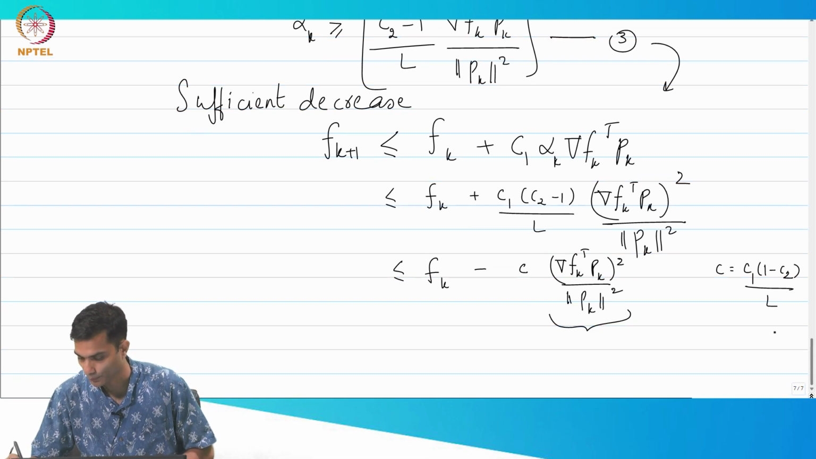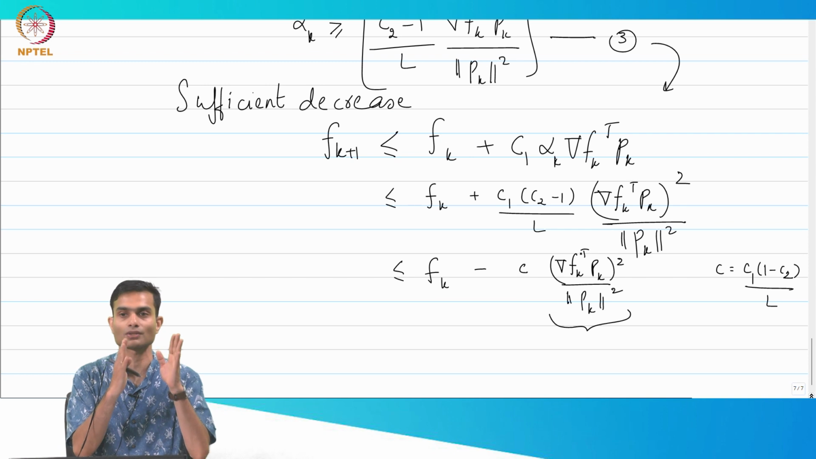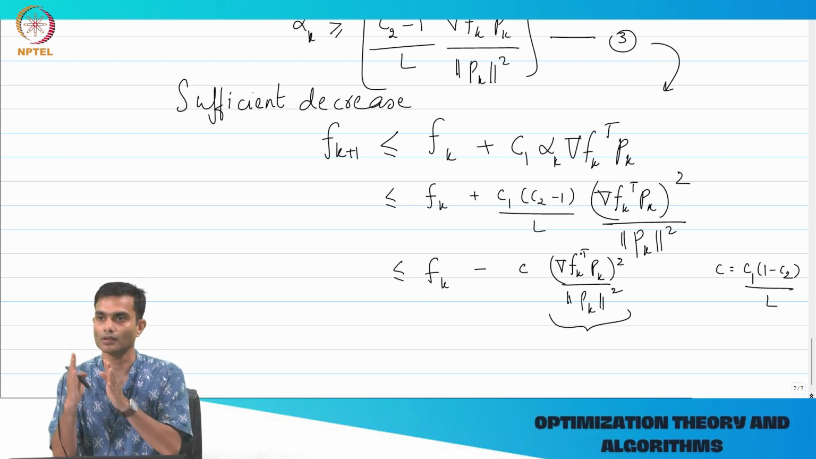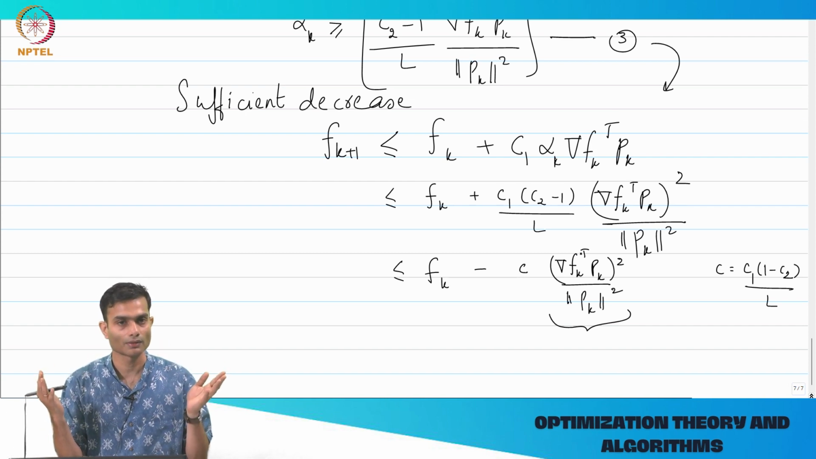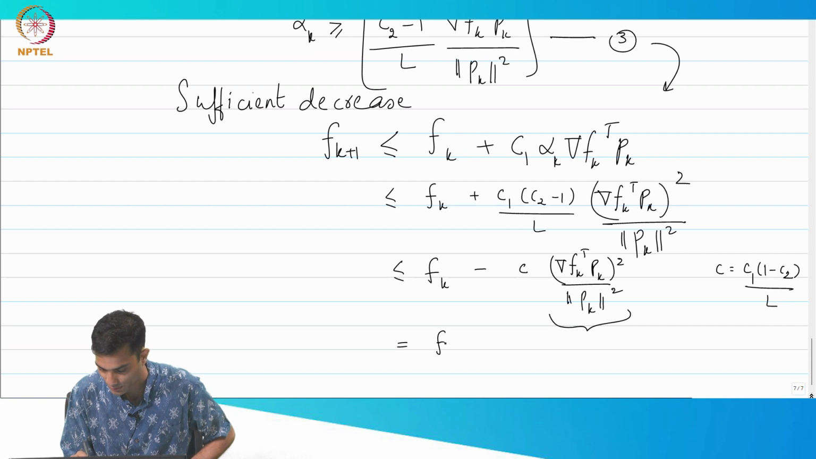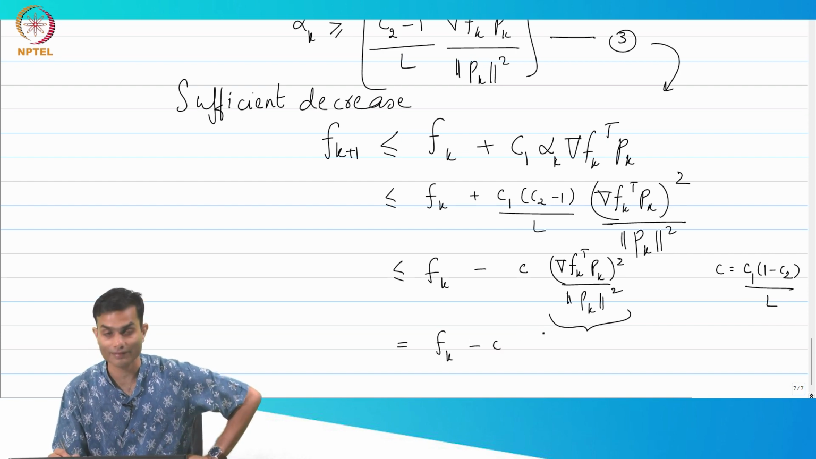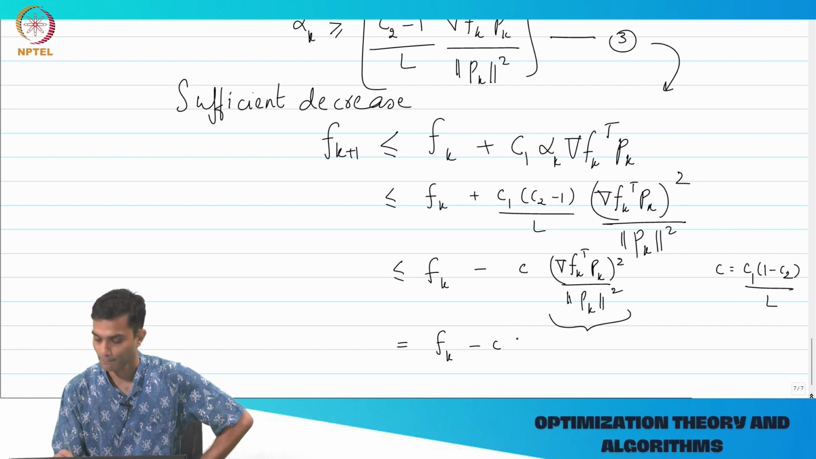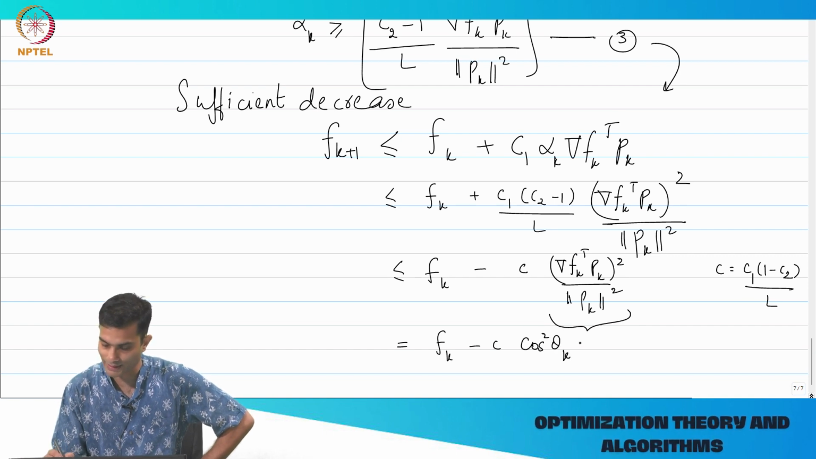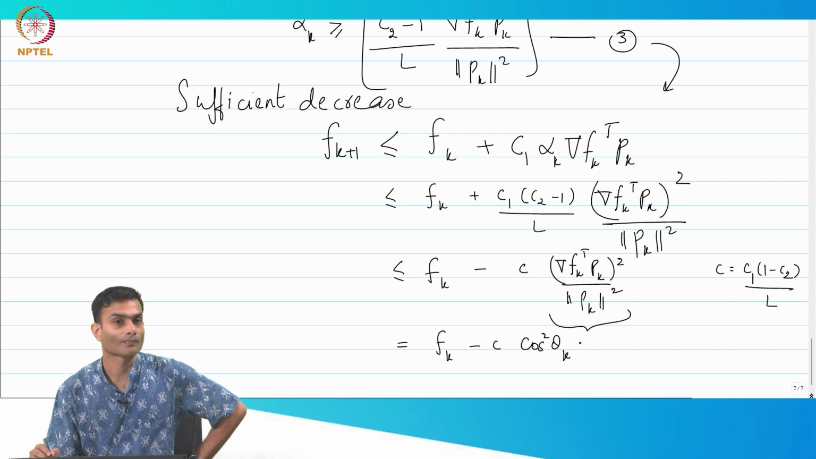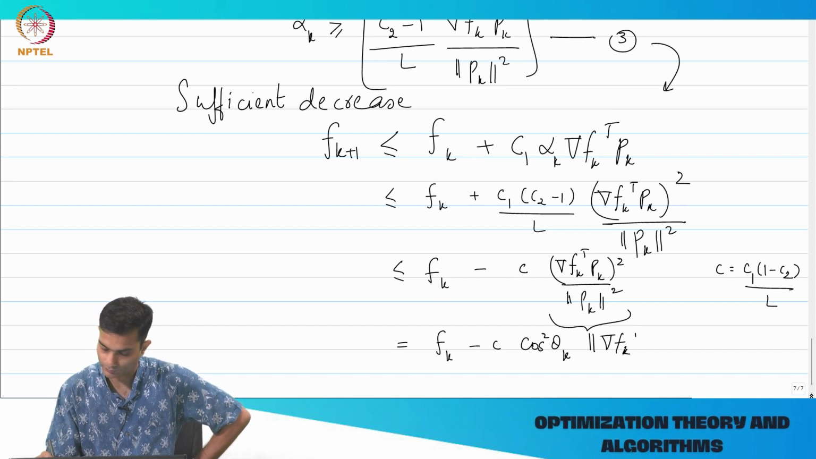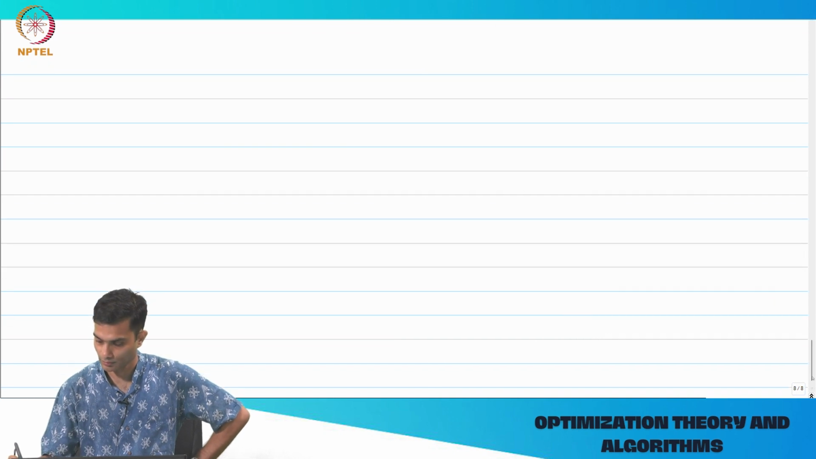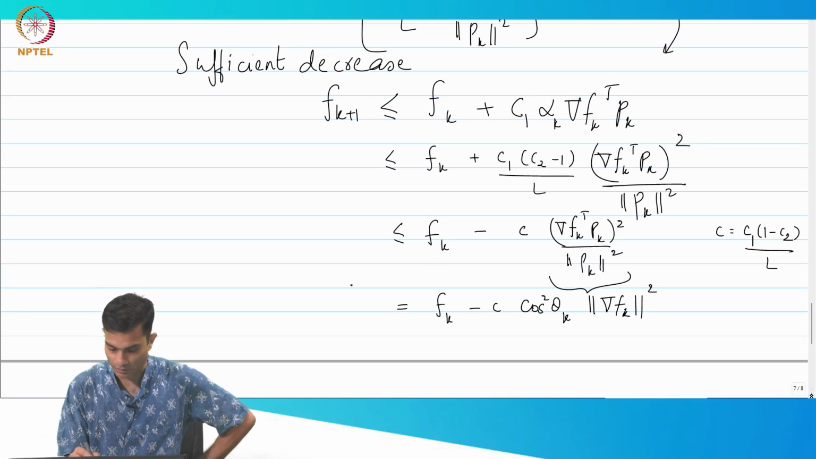Okay, right. So, if I open up this grad fk transpose pk, it is norm of grad f, norm of pk cos squared theta, right. So, norm of pk is going to get cancelled. I am going to be left with, this is fk minus c. Can you tell me what is left? Will I have a cosine squared? I am going to have a cosine squared theta k. Is there anything else that is left? Something is going to be left. What is that something? Grad fk squared, right. And so, let us rewrite this over here.